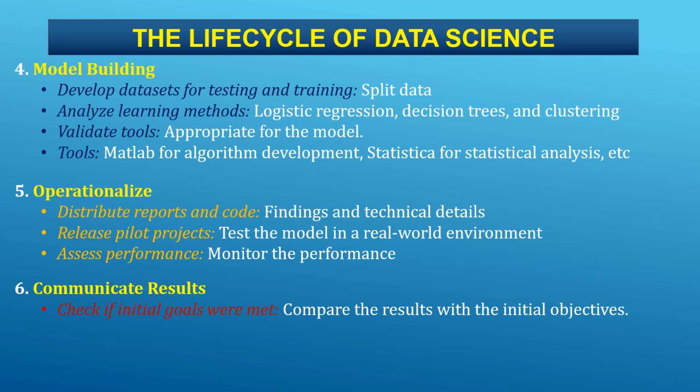Communicate results: check if initial goals were met by comparing the results with the initial objectives, communicate with the stakeholders, and present the key findings and their implications. Assess project success: determine if the project was successful based on predefined metrics. Present the reduction in churn rates to company executives and discuss potential improvements based on model performance.